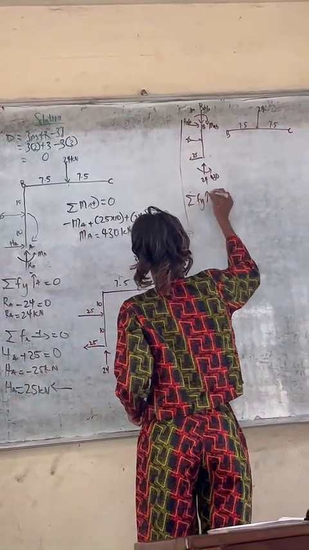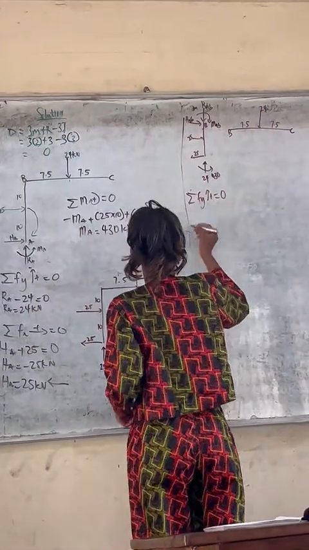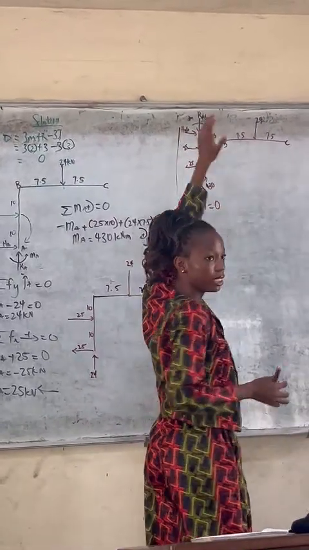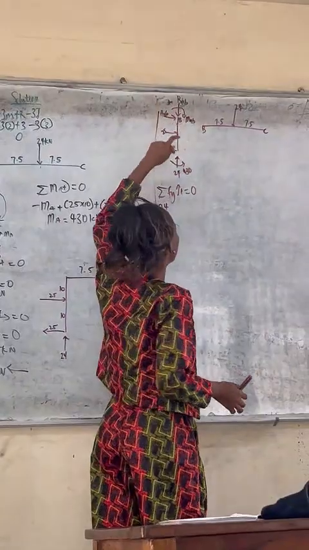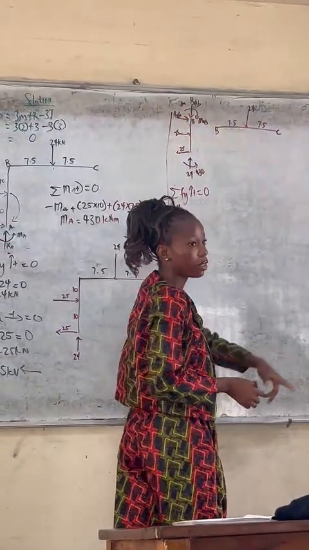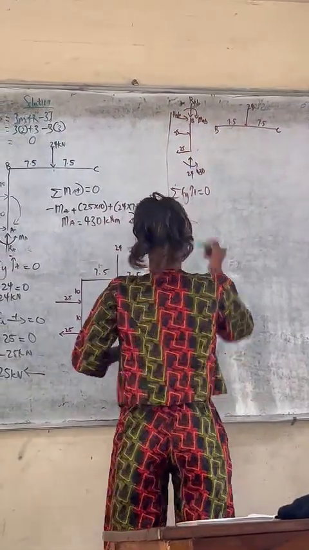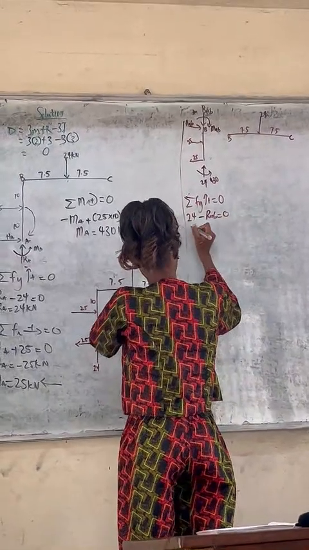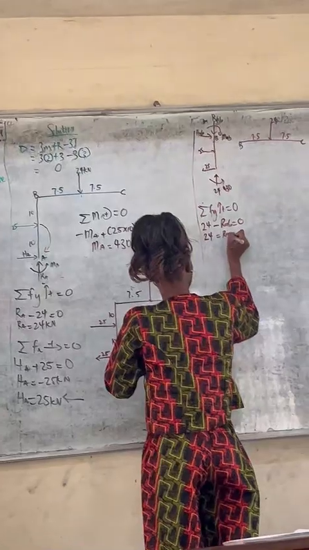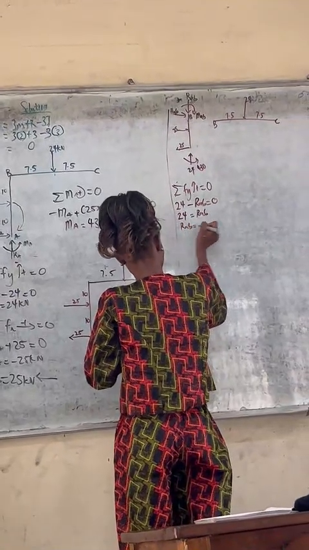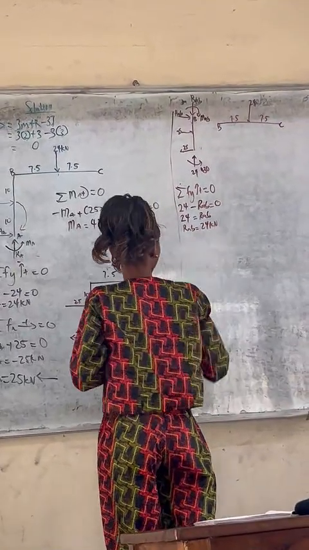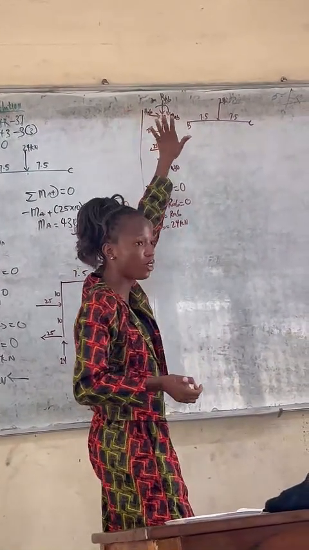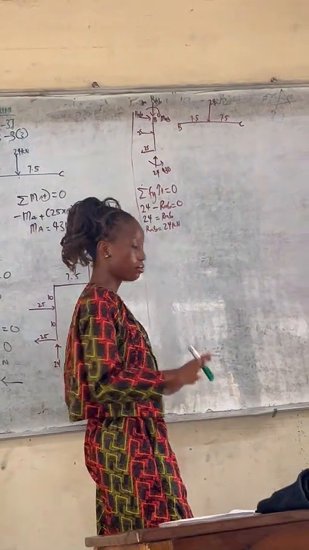Summation Fy upward positive equals 0. So they have what? 24. What are the forces that are acting in the vertical direction? 24 and RAB. Now you can see the RAB is coming down, so you have 24 minus RAB equals 0. So you have 24 equals RAB. So RAB is 24. The fact that we got positive is telling us that the direction for the RAB is correct.